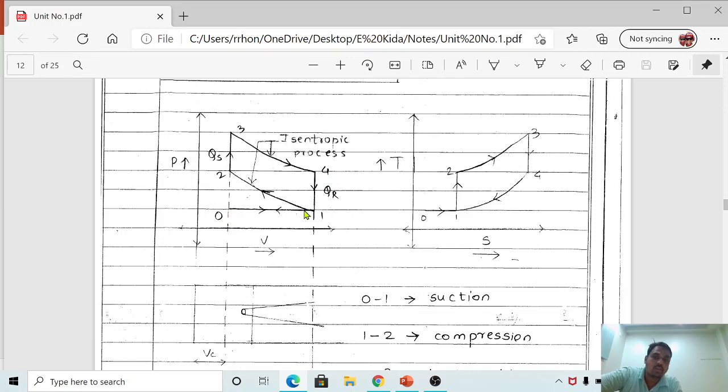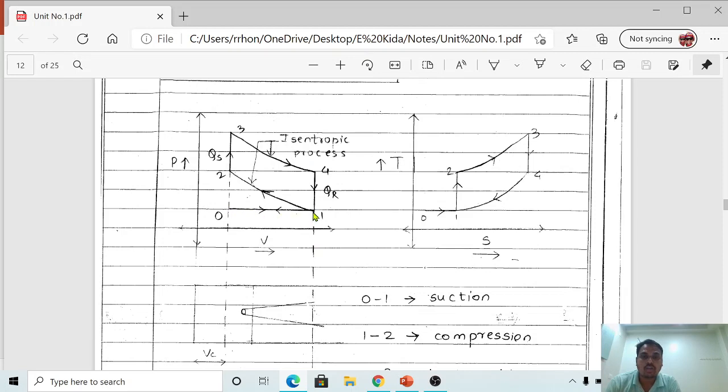See, 0 to 1 is suction, 1 to 2 is compression, 2 to 3 is heat addition because the spark plug provides the spark, 3 to 4 is the isentropic expansion process. Again the piston will move to BDC, and finally the piston is moving from BDC to TDC. Heat rejection takes place, and 1 to 0 is exhaust, meaning the exhaust gases will come out from the engine cylinder. So this is about the Otto cycle. This cycle is completely called the Otto cycle.